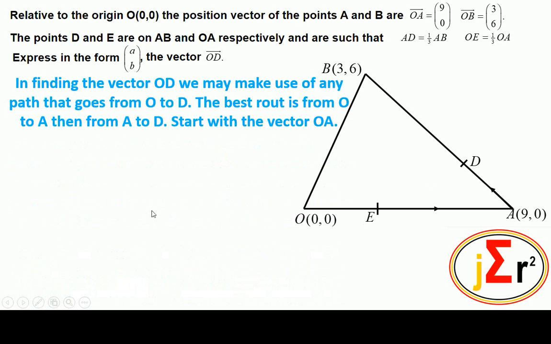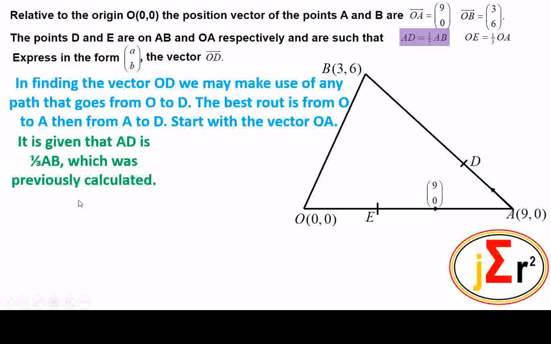In finding the vector OD, we may make use of any path that goes from O to D. The best route is from O to A, then from A to D. We will start by presenting the vector OA, because we are going to go from O to A first, then from A to D. The vector OA is given in the statement of the problem.